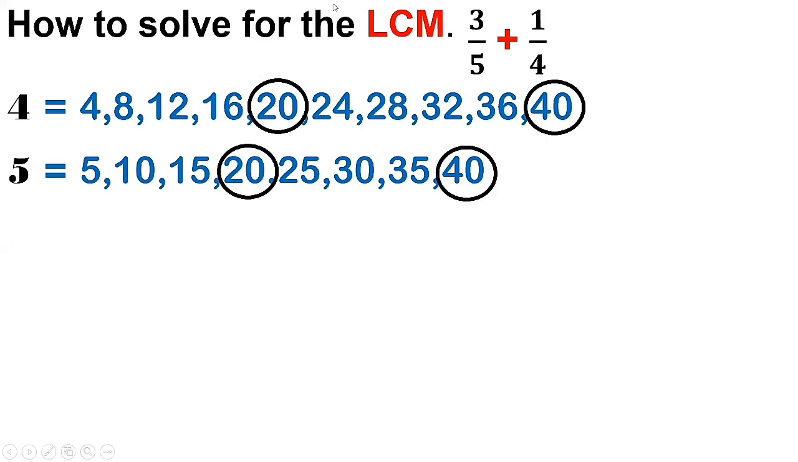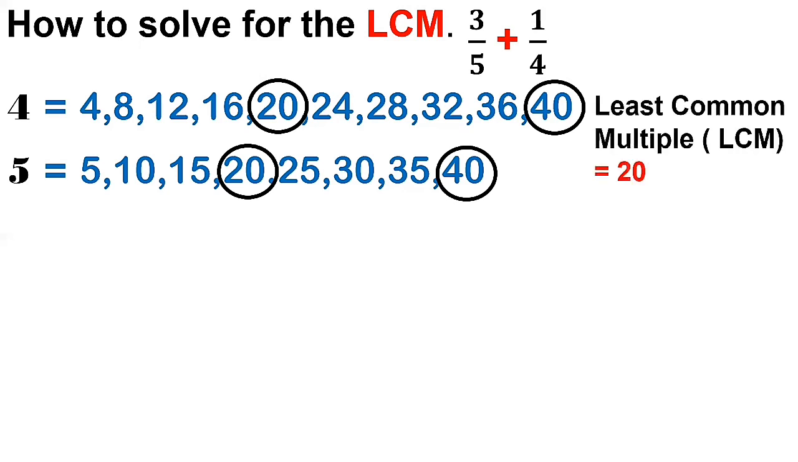Now, when we say LCM, class, it is the least common multiple. From the word least alone, you are going to get the lowest or the smallest multiple. So the least common multiple is 20 because 20 is smaller than 40. So therefore, the least common multiple of 5 and 4 is 20.